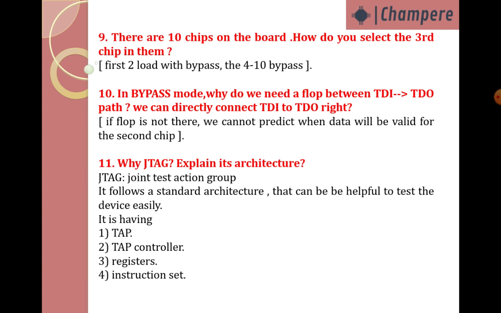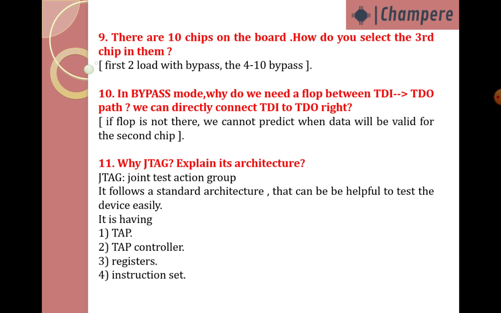Next question, in bypass mode, why do we need a flop between the TDI and TDO path? We can directly connect TDI to TDO, right? So why do we need bypass mode? If the flop is not there, we cannot predict when data will be valid for the second chip. So we need a flop between TDI and TDO. Data we cannot predict otherwise, so if you want to predict data, we need to do it.